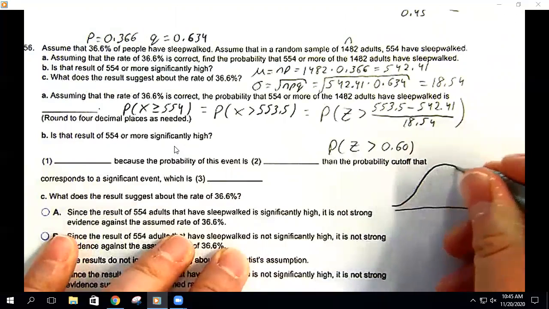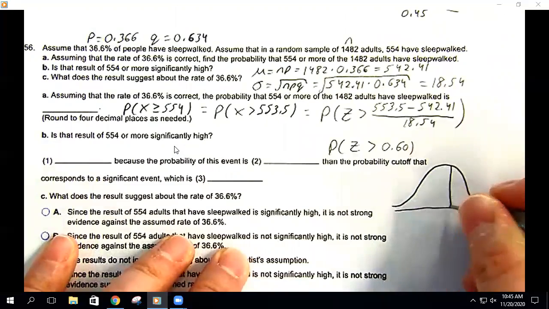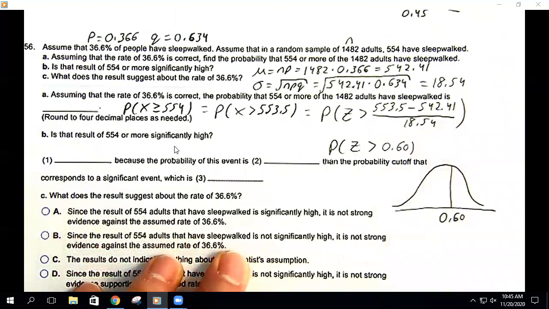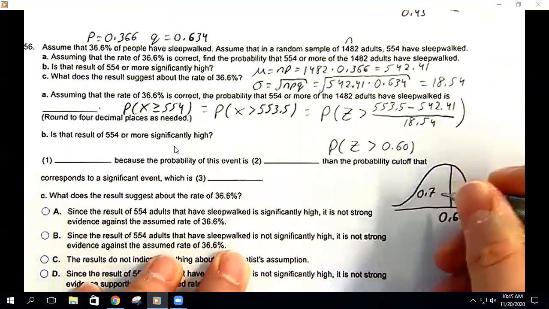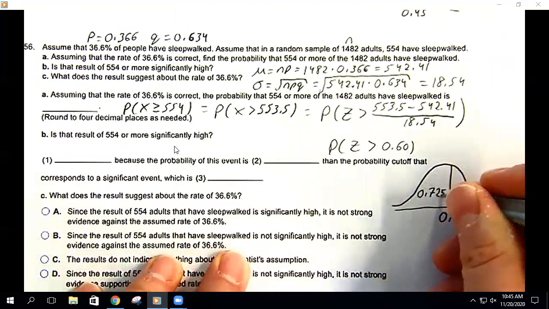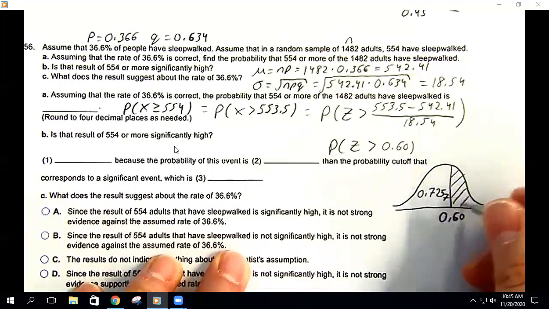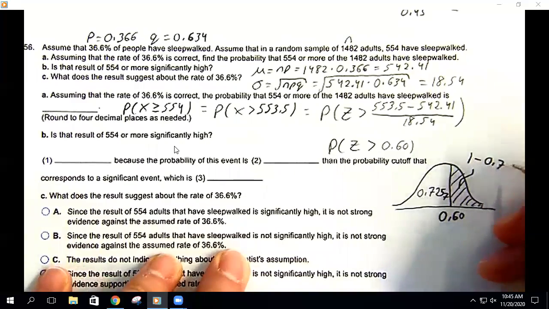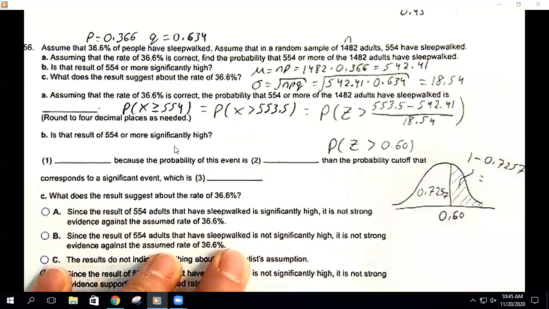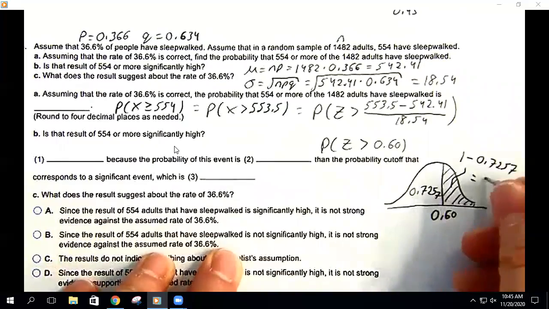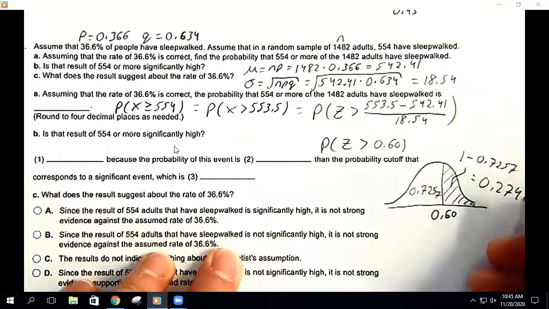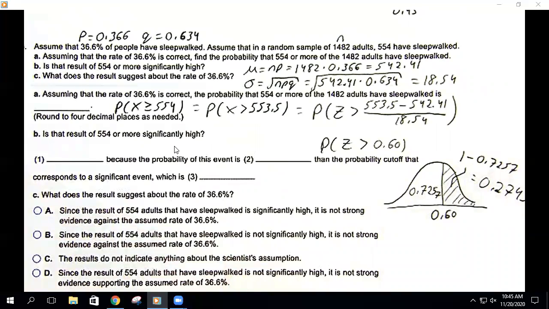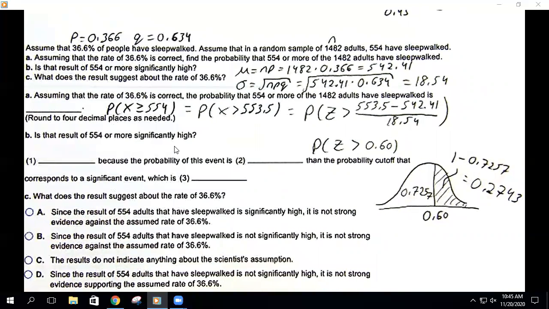So if we draw a normal curve, 0.60 is just to the right of the center. The area to the left of that from the z table, the normal distribution table, will be 0.7257. Therefore, the area to the right, which is what we want, is 1 minus this 0.7257, which is equal to 0.2743.